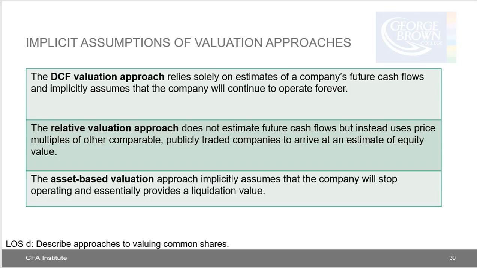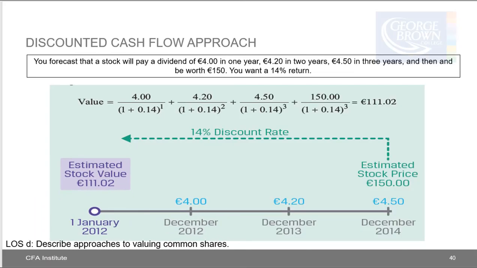The asset-based valuation approach implicitly assumes that the company will stop operating and essentially provides a liquidation value. So you don't use the asset-based valuation approach to look at the intrinsic value of a stock, what you think the value should be today. The asset-based valuation approach assumes that the company will stop operating and provide a liquidation value. That's much different than the discounted cash flow valuation approach that assumes the company will continue to operate forever. So that's the type of thing they could ask and test you on.